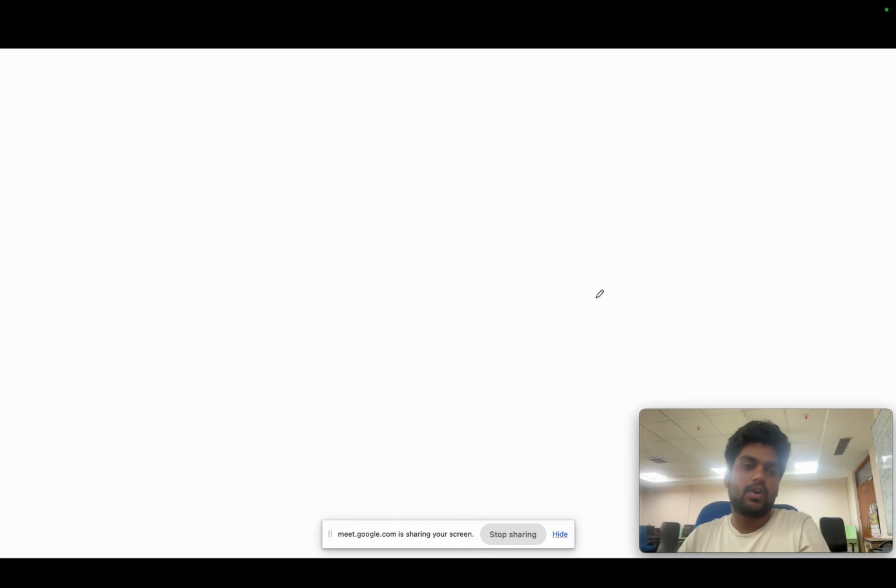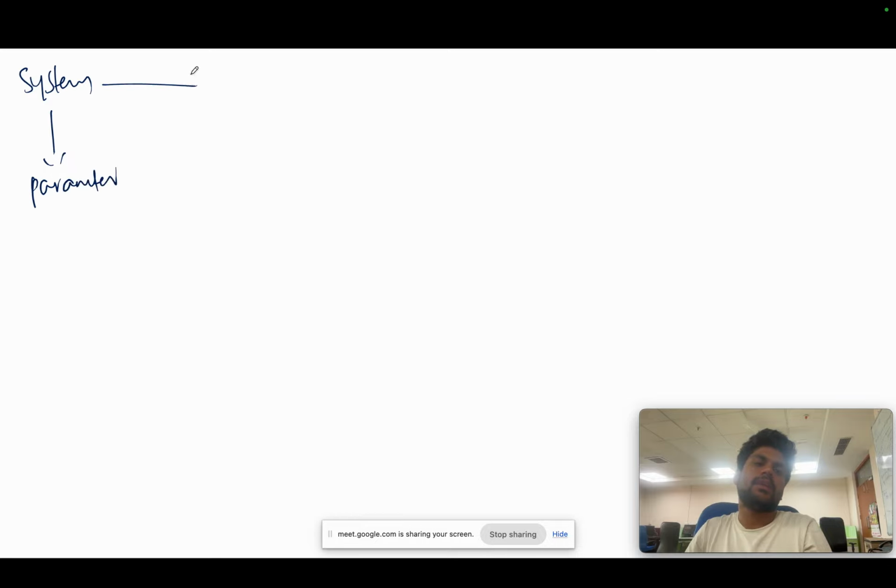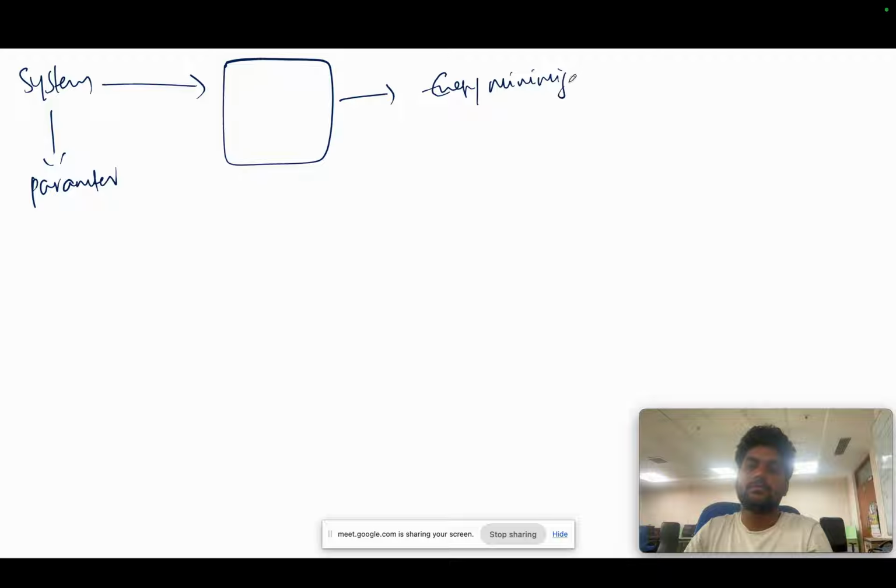So now you all know, given a system, first how to generate the parameters. Once you have generated the parameters, now you need to put it in the box. After putting it in the box, you need to do the energy minimization. Once you have done the energy minimization, we will get the coordinates, and then you run the ensemble averages to get the desired properties.